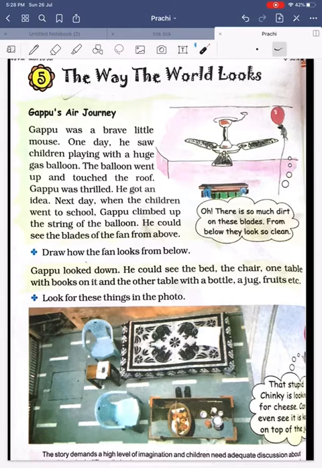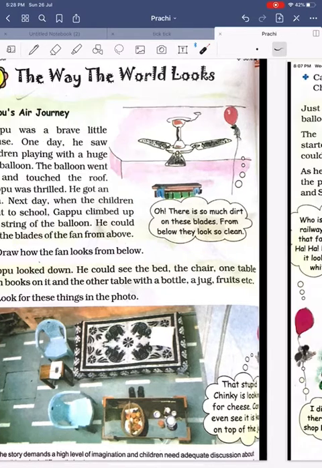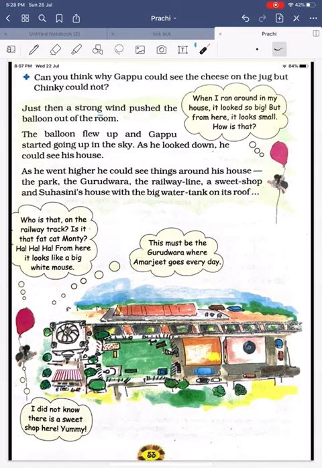ऊपर से देख रहा था, उसको सब दिख रहा है वहाँ से चीज़ कहाँ रखा है. ठीक है, but Chinky, because Chinky is looking from below, she is not able to see the cheese. Can you think why Gappu could see the cheese on the jug but Chinky could not? The reason, I told you, because Gappu is looking from the top, he is able to see the cheese, but Chinky is below, ना? तो वो छोटी सी चिंकी को इतने बड़े जग के ऊपर रखा हुआ चीज़ दिखाई नहीं दे रहा था. Just then a strong wind pushed the balloon out of the room.